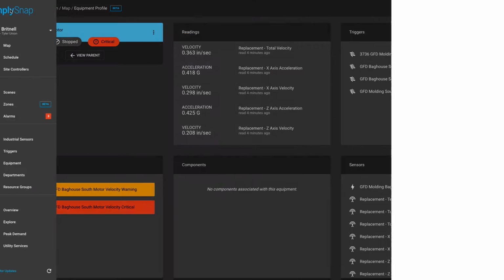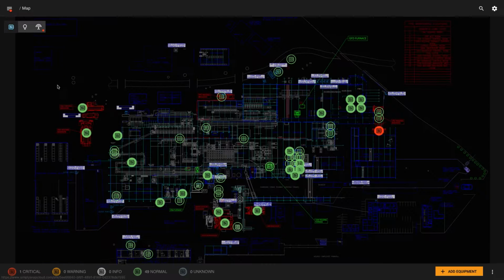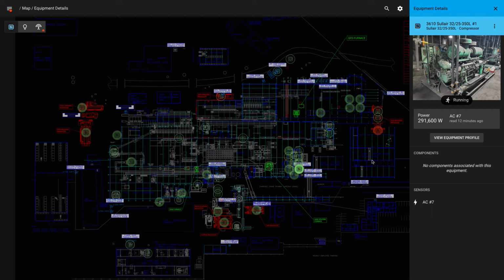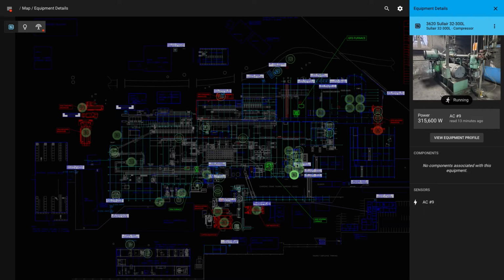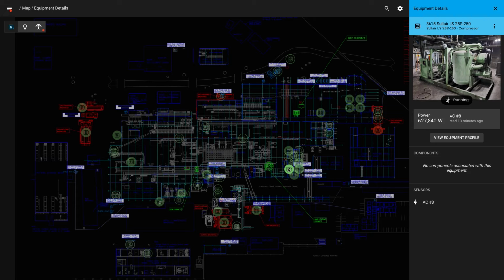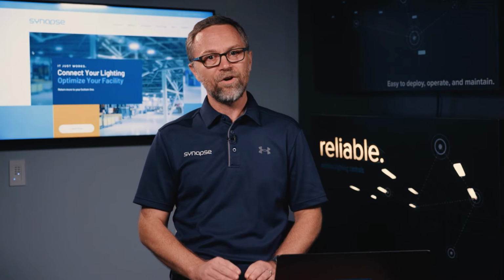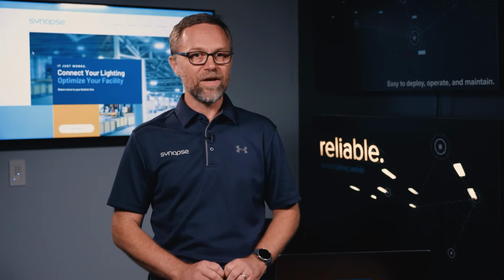If I go back to the map view, I can see other equipment at the plant. This is one of the many air compressors within this facility. Compressed air systems are one of the largest consumers of energy within a facility, but is it a source of significant energy waste? It really comes down to this question. How do I know where energy waste is occurring, and how does one get started on a project designed to reduce energy waste?